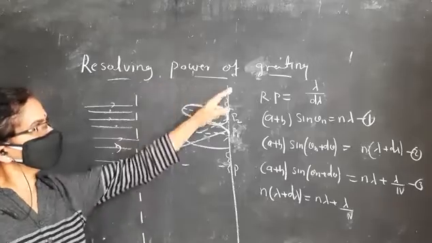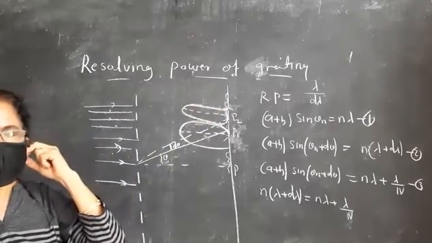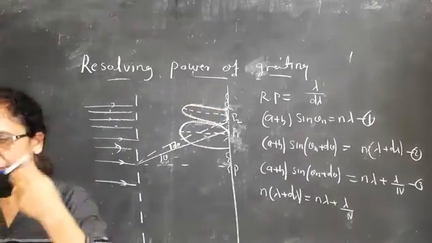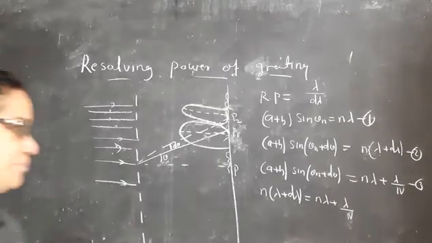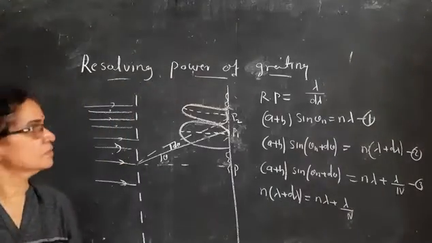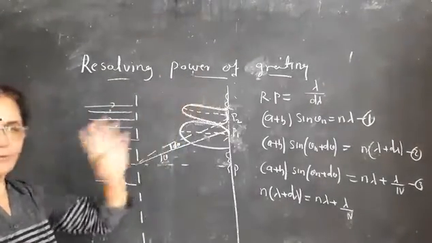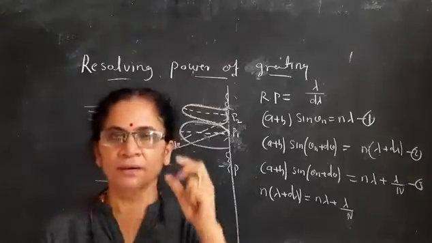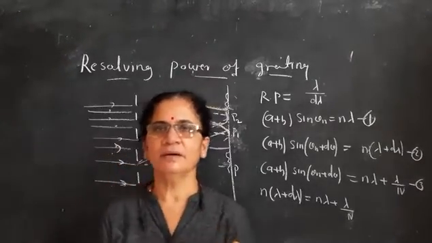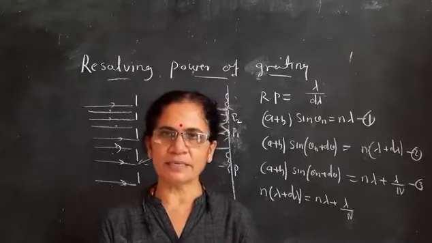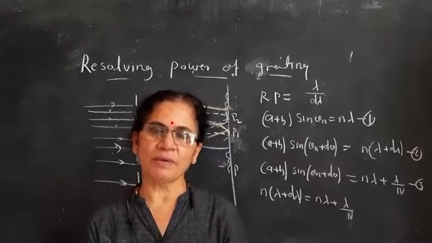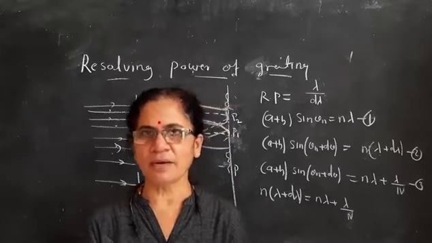Resolving power of grating. Okay. So here in the resolving power of grating, you have studied what is a grating, how the diffraction takes place in the grating, right? You get a central maxima, first order principal maxima, second order principal maxima, and so on.